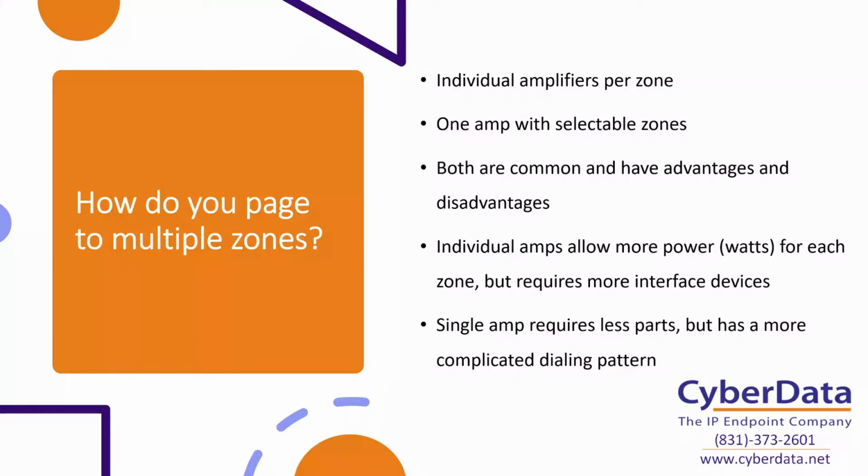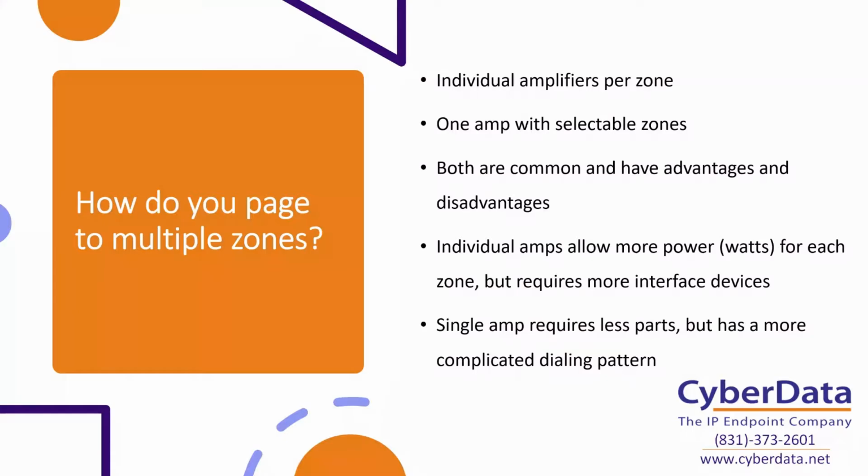Now, if we look at the single amplifier option, they're going to require fewer parts because you'll have that one specific tie-in point to the entire system, because one amplifier is looking for that DTMF zone selection, but it's going to have that more complicated dialing pattern.